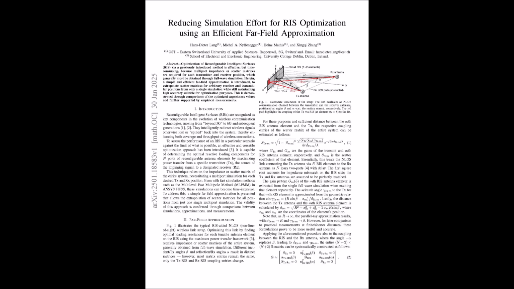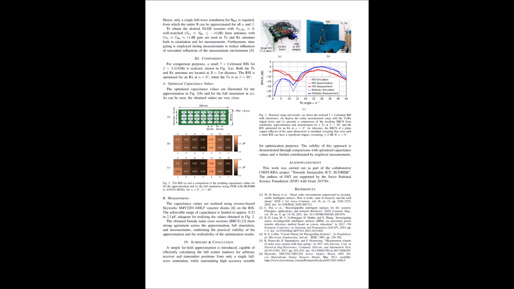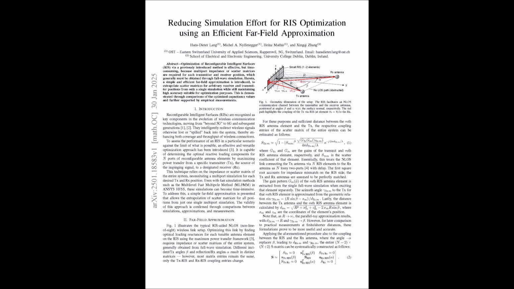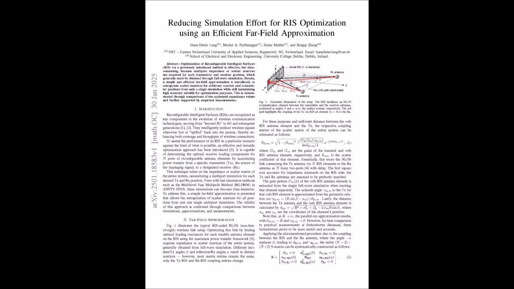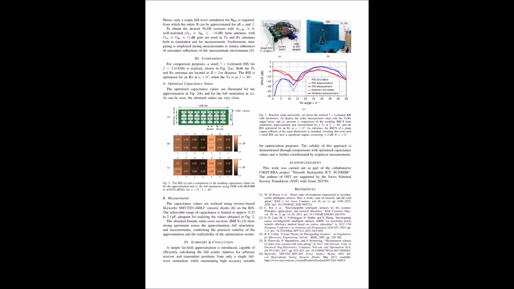What about the individual elements themselves? What were those made of? Each element was carefully crafted, incorporating something called varactor diodes. These diodes are crucial because their capacitance, their ability to store an electrical charge, can be controlled electronically. So by adjusting the voltage applied to each diode, they could fine-tune the capacitance of each element, essentially controlling how it interacted with the incoming signal. Exactly. This level of control is key to being able to test and validate the theoretical predictions of the far-field approximation method.